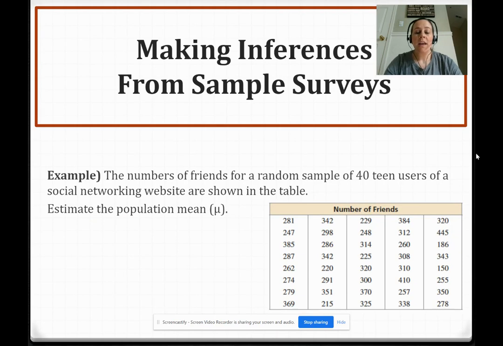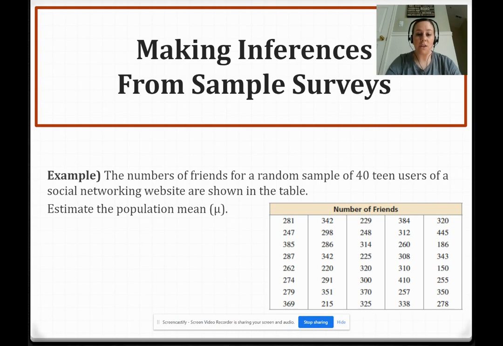All right, so here's an example about how we can use a sample data set to try and estimate something about the population. This example says the numbers of friends from a random sample of 40 teen users of a social networking website are shown in the table below. So these are 40 teens and the number of friends that they have on this particular social networking site. It says estimate the population mean mu. The population mean with the symbol mu is the true average number of friends that all teens have on this social networking website. Clearly, we don't have all the teens' information. All we have is 40 of them.